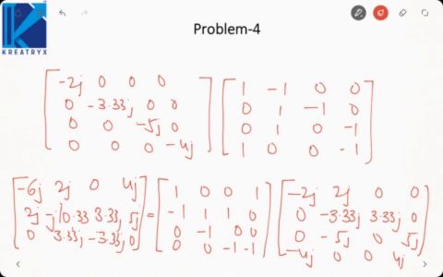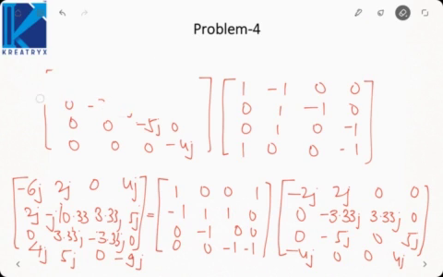Similarly, if we take the fourth row into first column, it is 4j. Fourth row into second column is 5j. Third column is 0. And the last is minus 9j. So this will be the matrix. Let me write it clearly for you.